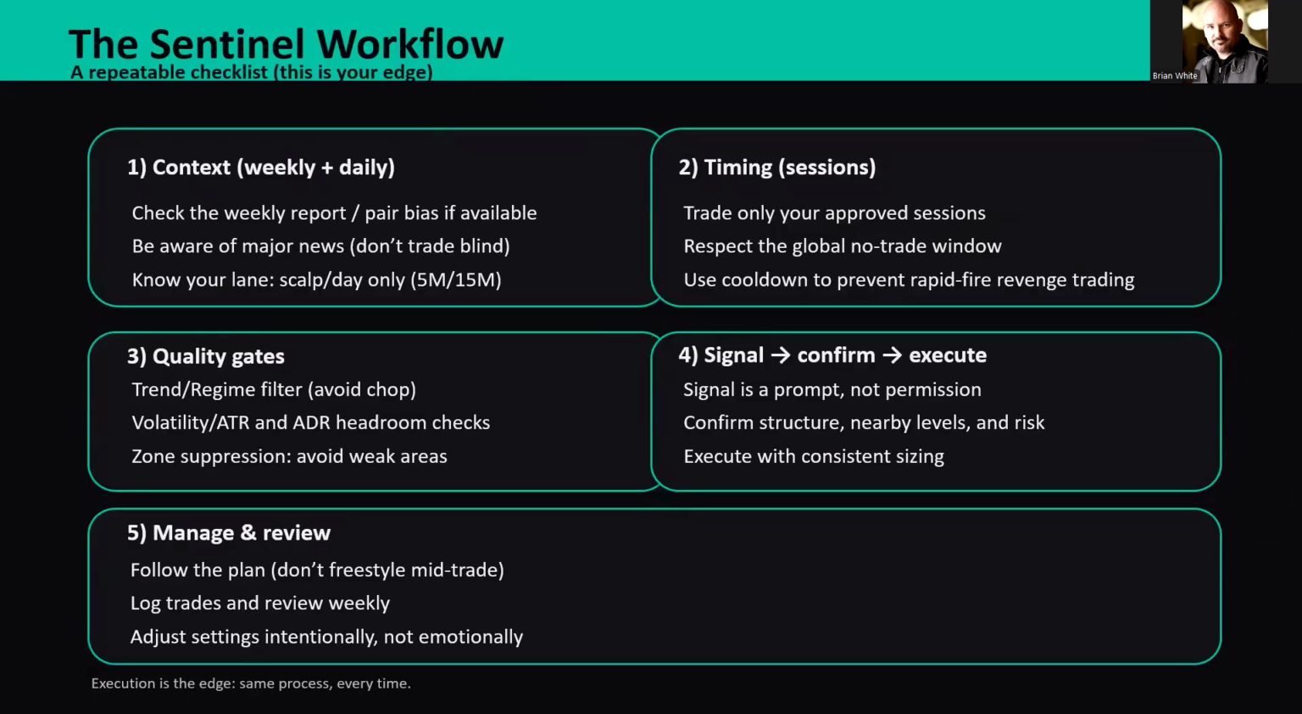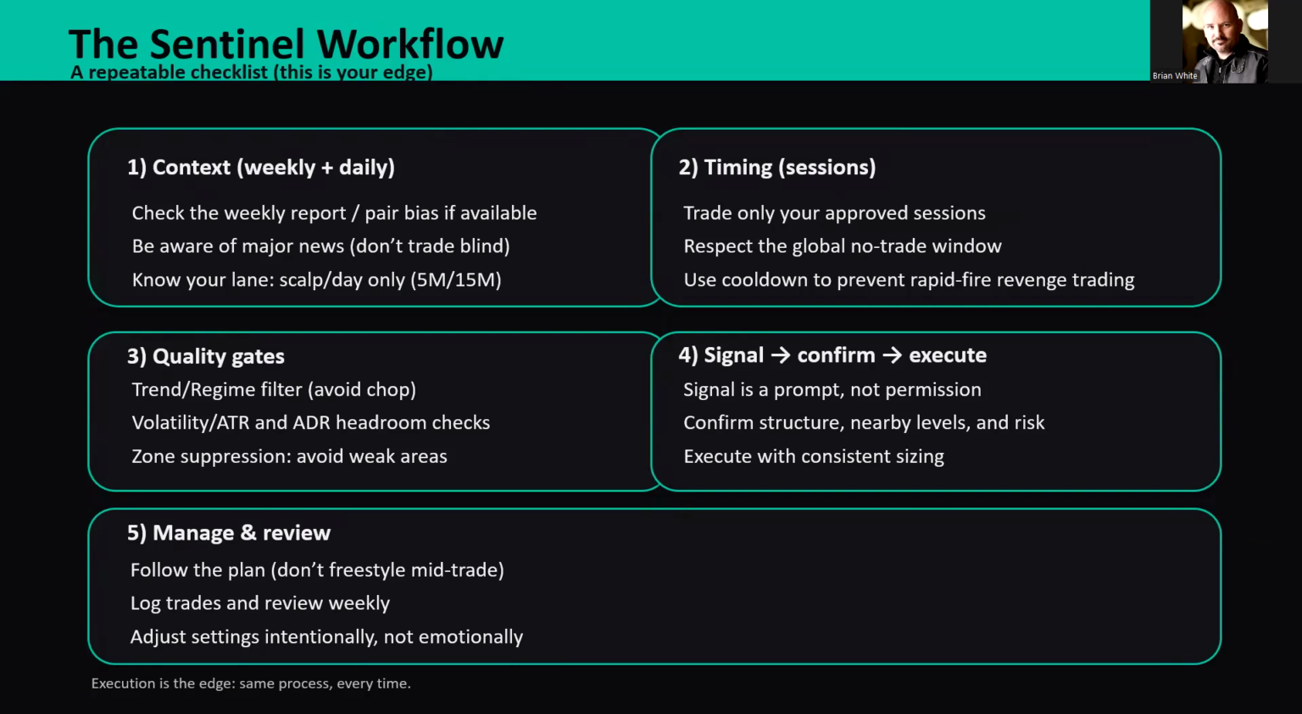All right, here we go. I promised it's going to get a little bit more complicated. The workflow: context. You need to have context. Understand the weekly biases in the news and the daily biases in the news, and then understand your lane in that with a 5 to 15 minute chart. Timing: the sessions are key. You don't want to be trading a pair when it's historically not profitable in a particular time of day. Trade the sessions you've chosen and honor those no trade windows.